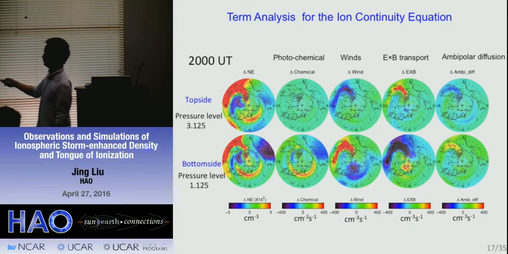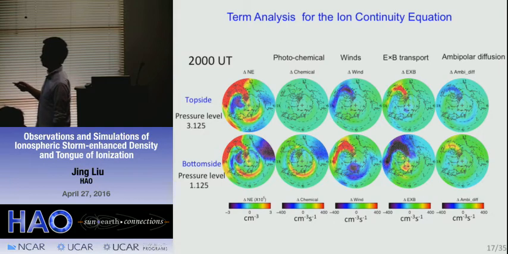Now let's look at only the top side ionosphere. We know that the only dominant one is the E cross B transport effect. E cross B is the dominant one for producing this kind of enhanced density. But in the bottom side ionosphere, both neutral wind and ambipolar diffusion are important. We know the TC mainly comes from the top side ionosphere.